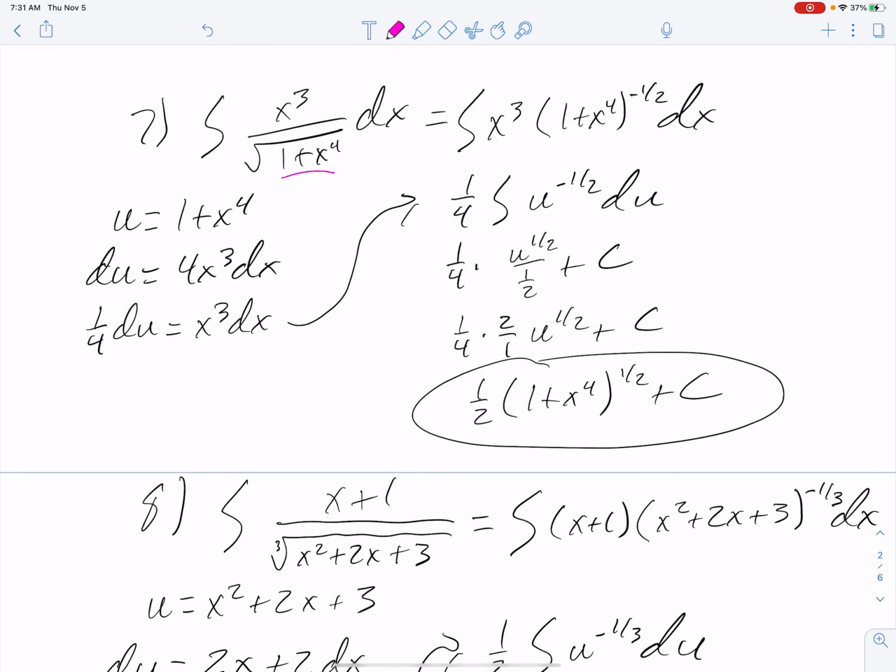Number 7, I see a function in a function. I see the derivative of x to the 4th, so I pick my 1 plus x to the 4th. The derivative is 4x cubed, but I'm missing that coefficient of 4, so like we've seen in so many of these problems, I'll divide on both sides by 4. Substitute the 1/4 in the du for dx, substitute in 1 plus x to the 4th for u, find my antiderivative, simplify, and solve.